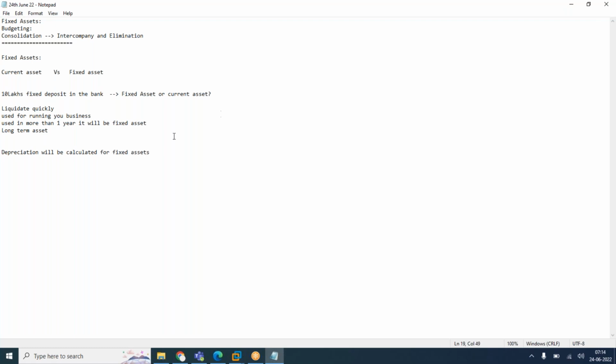So actually in your studies, there will be a lot of explanations, like we can liquidate, we cannot liquidate, we can use for running, or you can ask whether this is a long-term asset, this is a short-term asset. These all are supporting information only. The major difference between current asset and fixed asset is that depreciation will be calculated for the fixed assets. For current assets, there will not be any depreciation. That is the major change between these two.